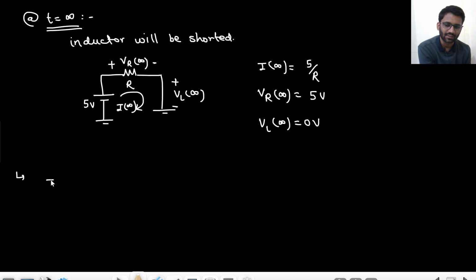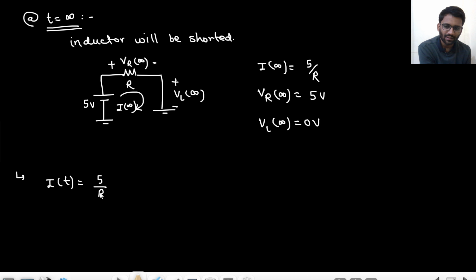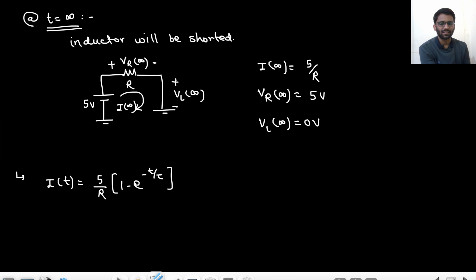So now let's just write the equations. So i(t), from 0 to 5 by R it is rising. From 0 ampere to 5 by R. So it will be 5 by R times 1 minus e to the power minus t upon tau. How did I write it? y of infinity plus y of 0 minus y of infinity e to the power minus t upon tau u(t). So if this is 0, so it would be y of infinity into 1 minus e to the power minus t upon tau. So we have seen immense examples like this in RC circuit. So those who have studied RC circuits, only those people will study RL circuit from me. Okay. So first study RC circuit, then come to RL circuit.